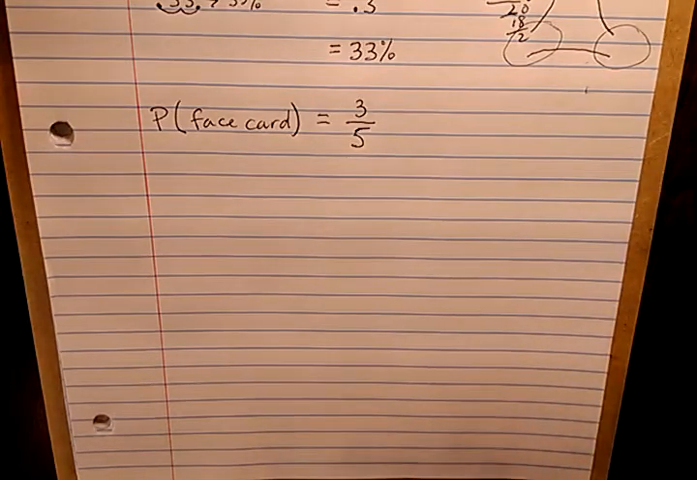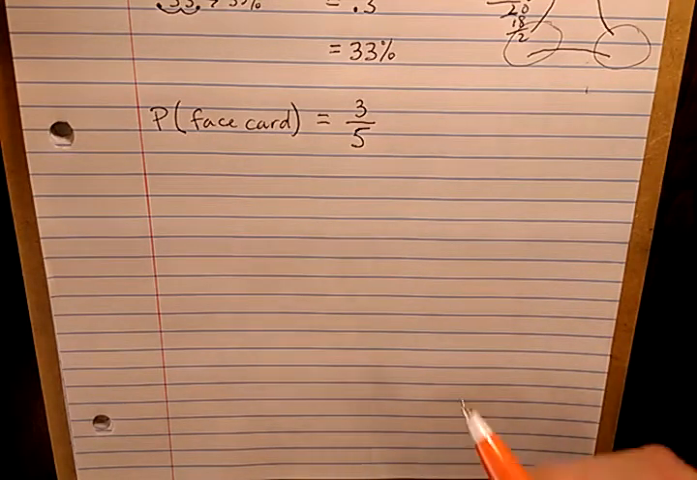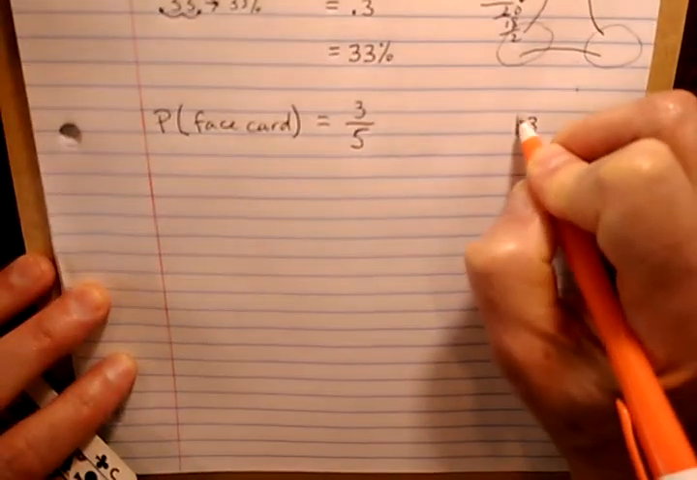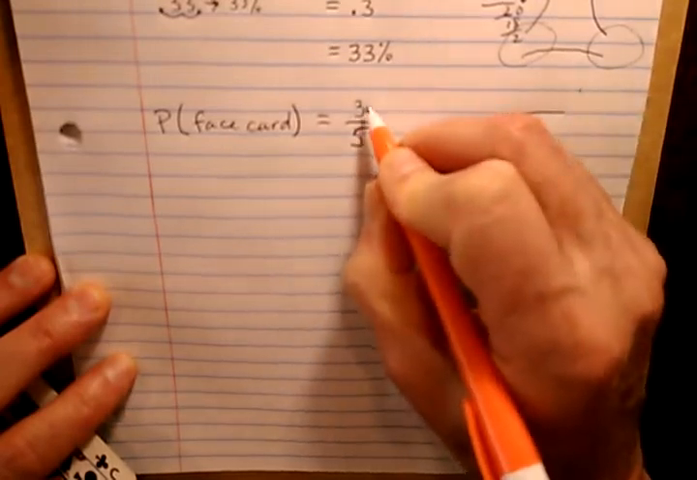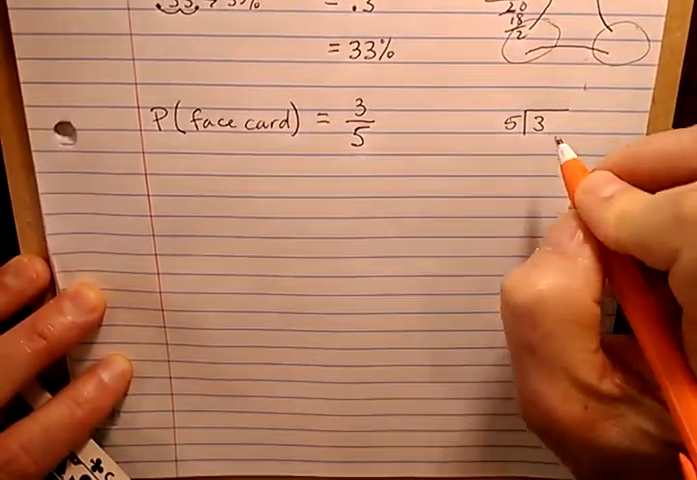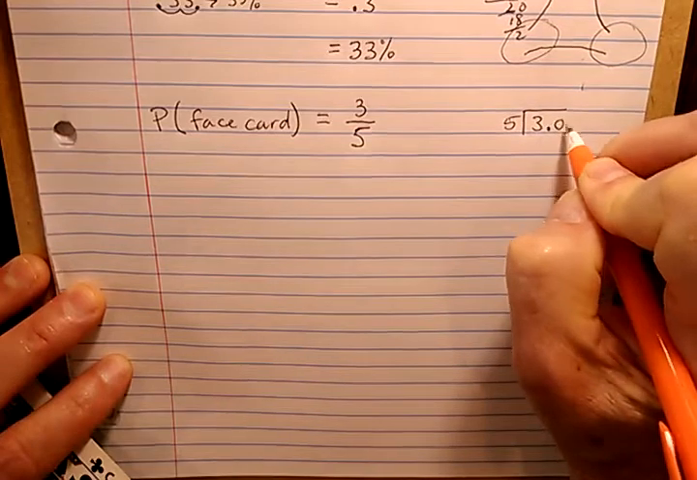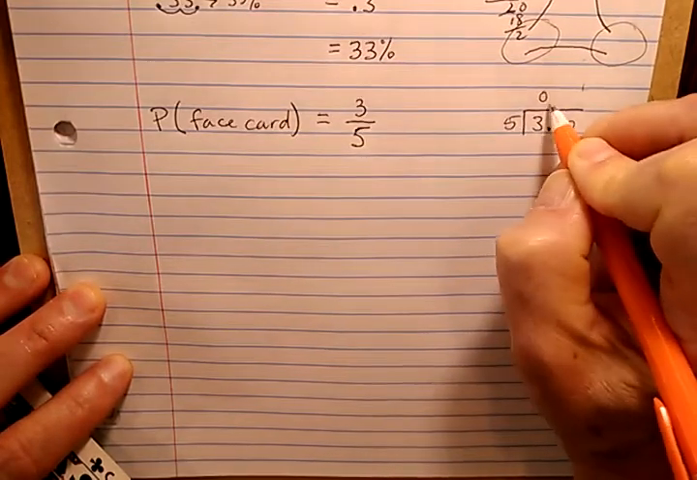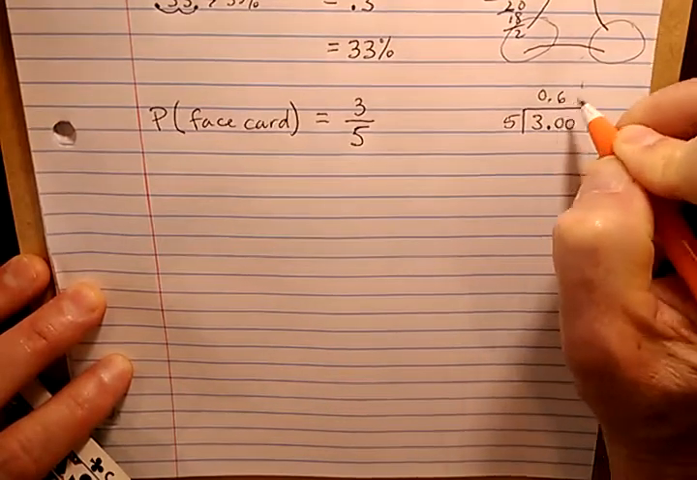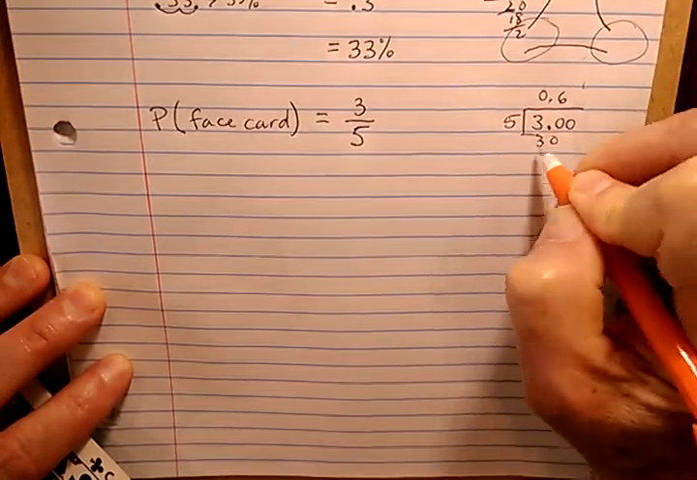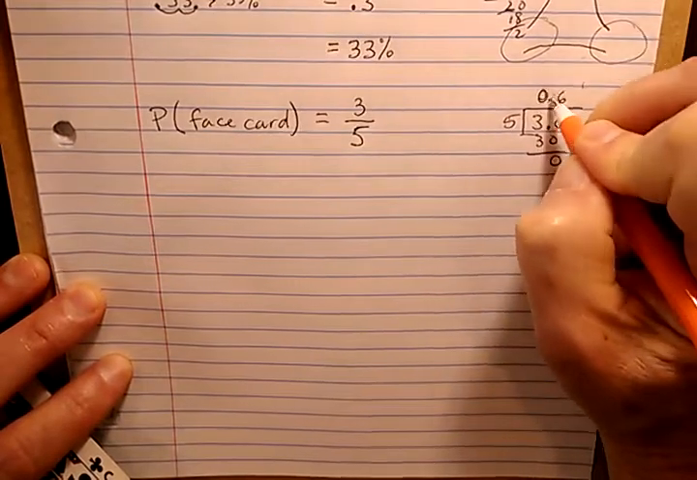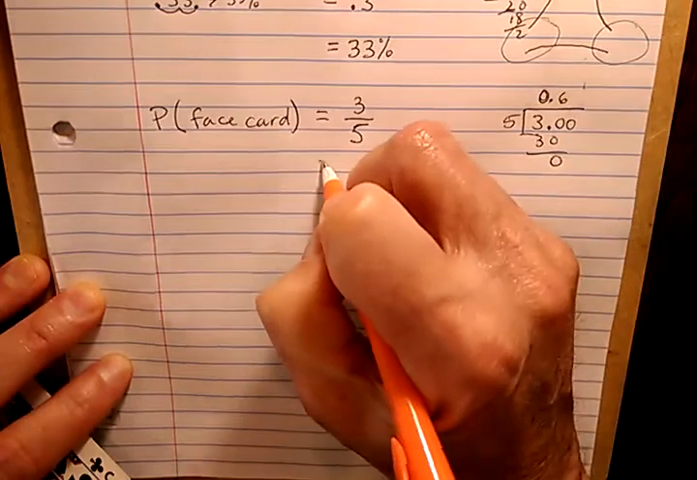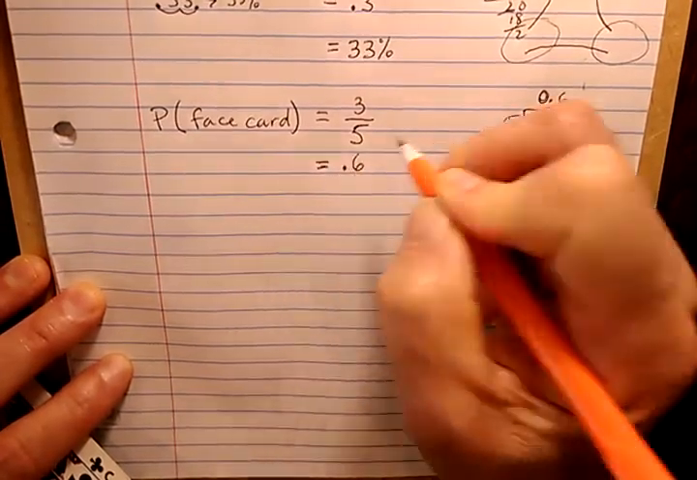Let's change that, though, into a decimal. So we want to change 3/5 to a decimal. We'd have to do 3 divided by 5. The number on top goes inside the box when we divide. 5 doesn't go into 3, so we're going to put a decimal and some zeros. 5 goes into 3 0 times. 5 goes into 30 6 times. 6 times 5 is 30. Take away is 0. That's it. We don't need to go any farther when we have a remainder of 0. So this is the same as 0.6.